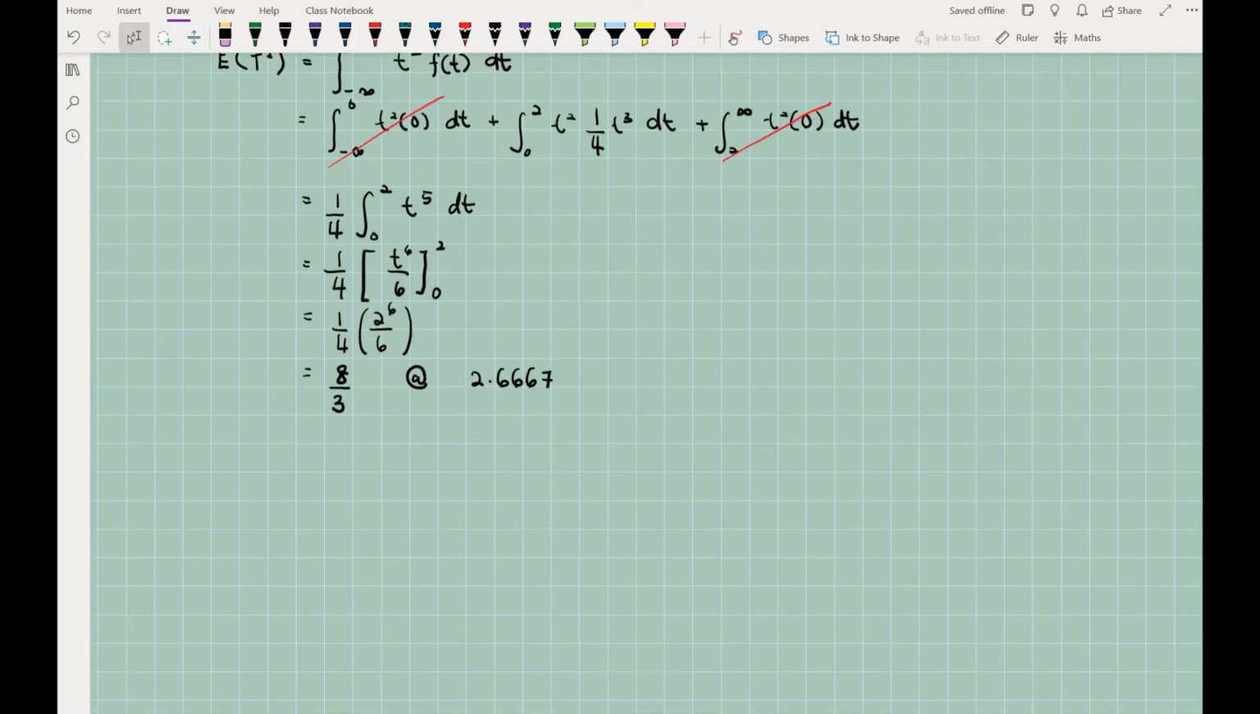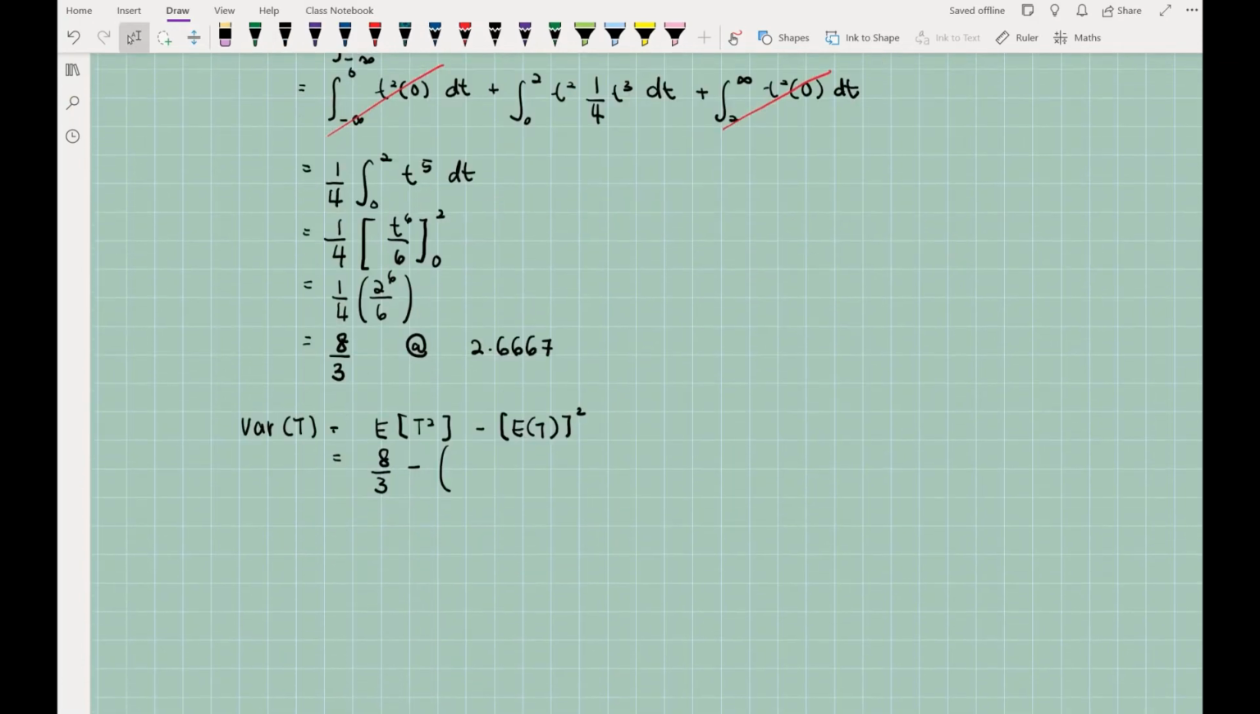To find the variance of T, what we are going to use is the formula that I wrote at the side earlier. Okay, so variance of T is equal to expected value of T square subtract expected value of T, in brackets, square. So here we know the value is 8/3 minus the value that I got earlier, 8/5 square, don't forget. And if you calculate this, the answer that you are going to get is 8/75. Okay, done for question B.